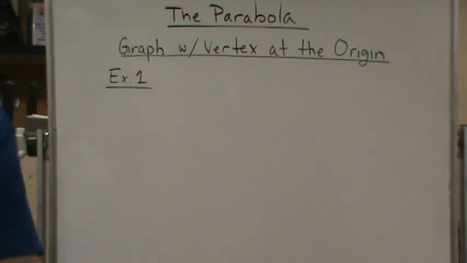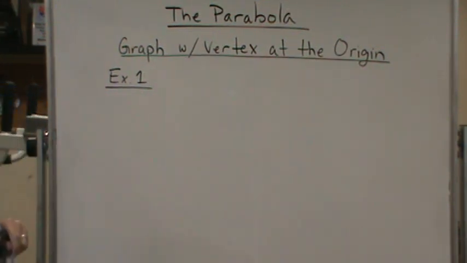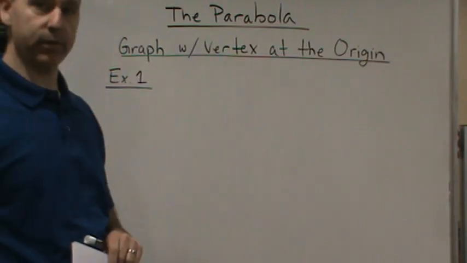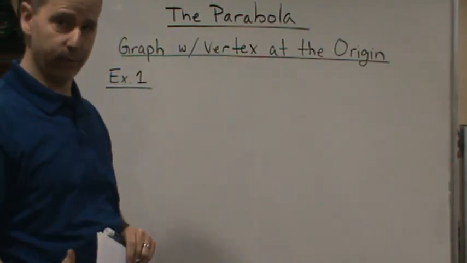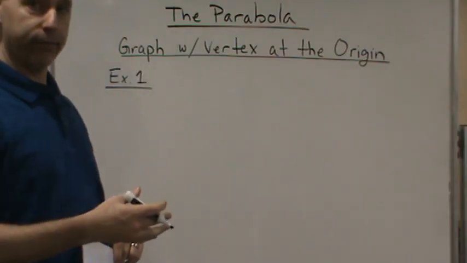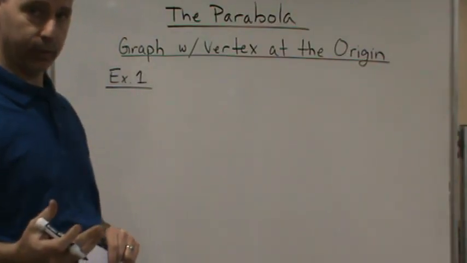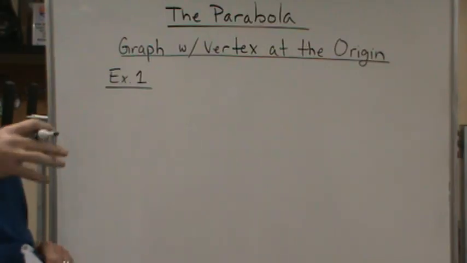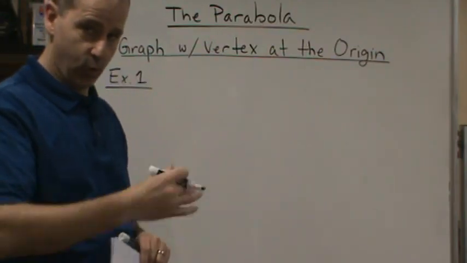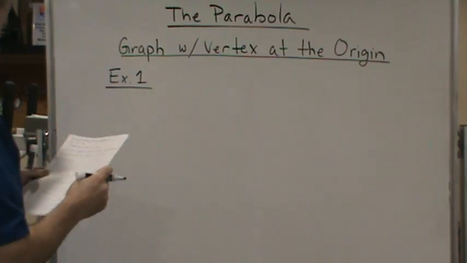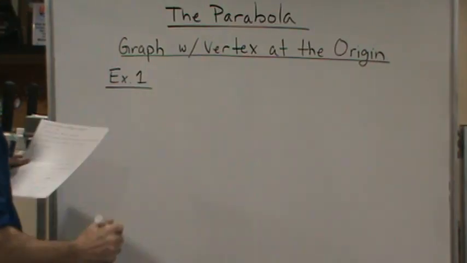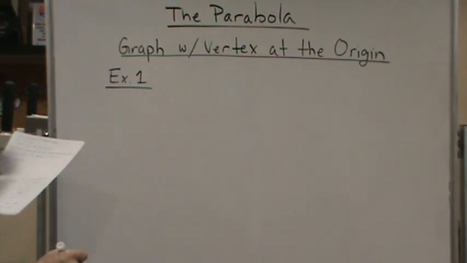All right, now what we're going to do is we're going to start talking about graphing. Okay, we're going to jump right in with some examples. We now have everything that we need to know to graph any parabola. Okay, well, any parabola where the vertex is at the origin at this point. We'll talk about any vertex after this. So let's do some examples of how to graph these.